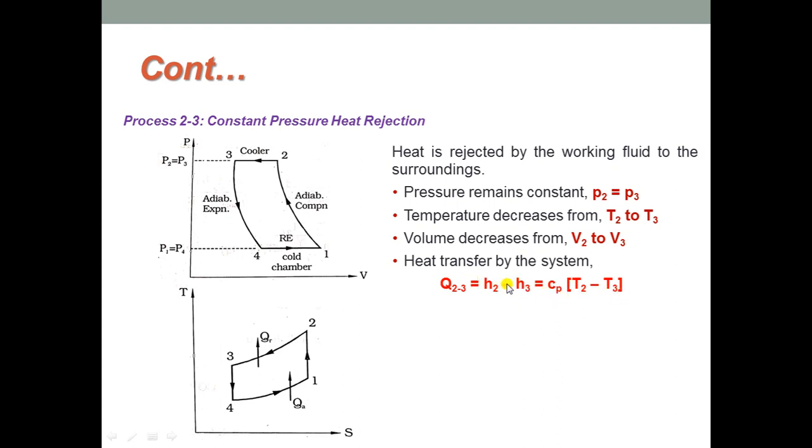Actually, it should be written as H3 minus H2, that is, final minus initial. To avoid the negative sign here, we have interchanged the terms as H2 minus H3, and based on the definition of specific heat in terms of enthalpy, it is written as Cp into T2 minus T3.